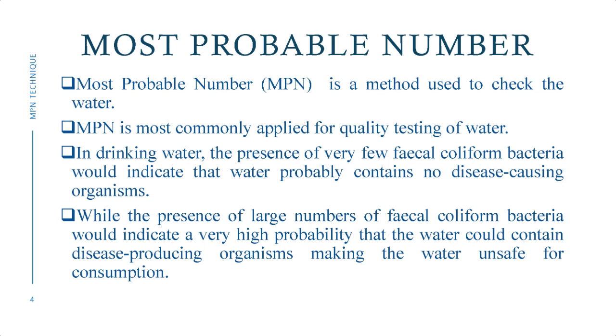The presence of few fecal coliform bacteria in the drinking water could indicate that the water does not contain any disease-causing agent. If a large number of fecal coliform bacteria are present in drinking water, it may contain disease-causing organisms, so it is unsafe to drink.